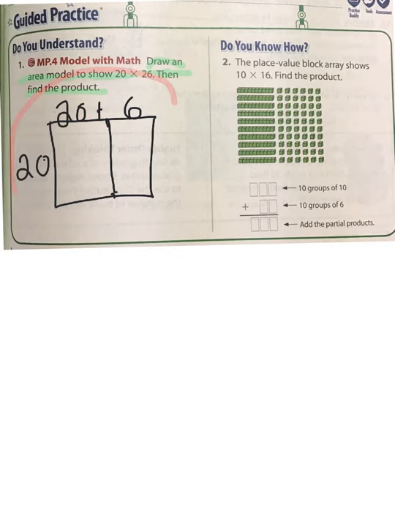If you can see right here, I drew a model. I put 20 plus 6 on the top and then 20 on the side. I know that 20 times 20 is 400. And then we're going to multiply 20 times 6. Well, 2 times 6 is 12, and then add your 0. So now we can add up our partial products. We can add 400 plus 120.